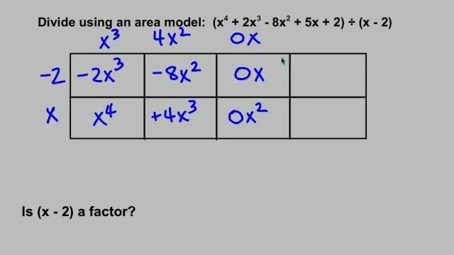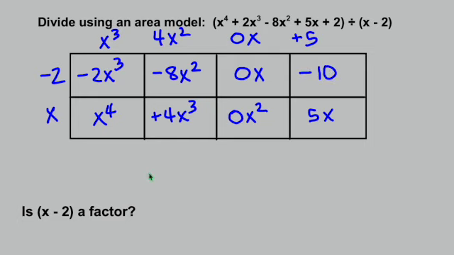At this point, I need 5x altogether. And you'll notice here I already have a 0x, so that means I'm going to have to put a 5x right over here. And x times what gives me 5x? Well, that'll be a plus 5. And then we have 5 times negative 2, which is going to be negative 10.